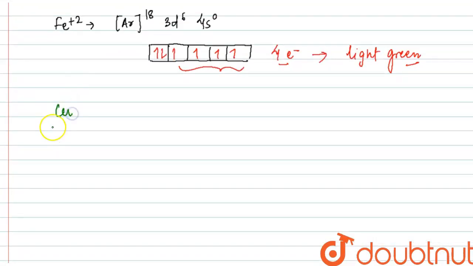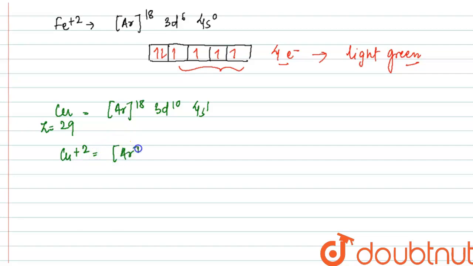Okay, so copper having the electronic configuration as Ar, then we have 3d10 and 4s1, right? So this is the electronic configuration of copper, which is a different one. Now copper with plus 2 oxidation state has Ar18 and 3d9, which means it will have one unpaired electron. Now to verify this, we'll just make an electron filling diagram for this also, right? Just to confirm, so 5, 8, 9. So a total of 1, right?